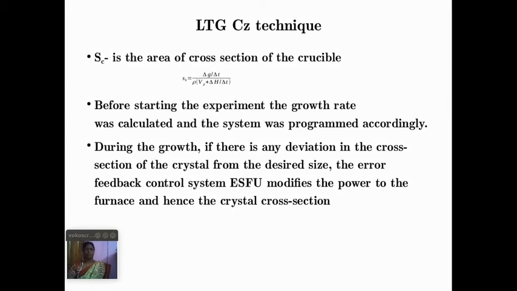The area of cross section of the melt Sk is equal to delta G by delta T divided by rho into Vp plus delta H by delta T. Here Vp is the rate of pulling. Before starting the experiment, the growth rate was calculated and the system was programmed accordingly. During the growth process, if there is any deviation in the cross section of the crystal from the desired size, the error feedback control system modifies the power to the furnace and hence the crystal cross section.